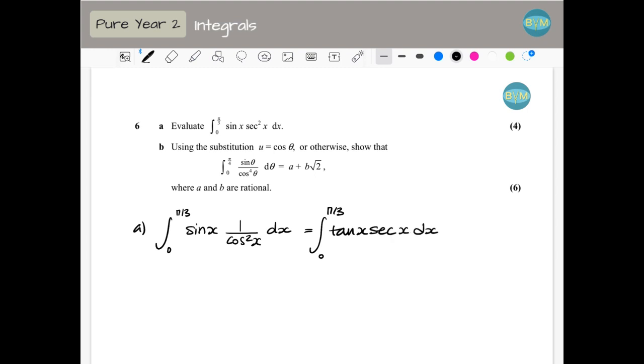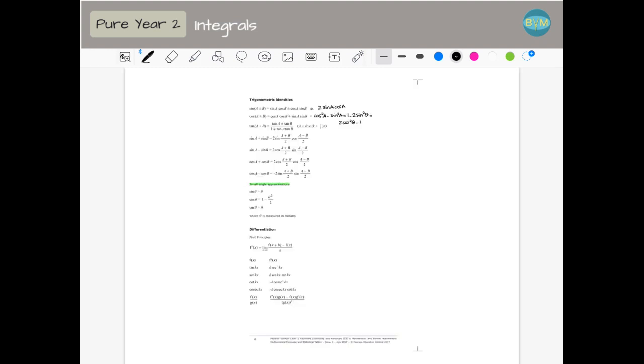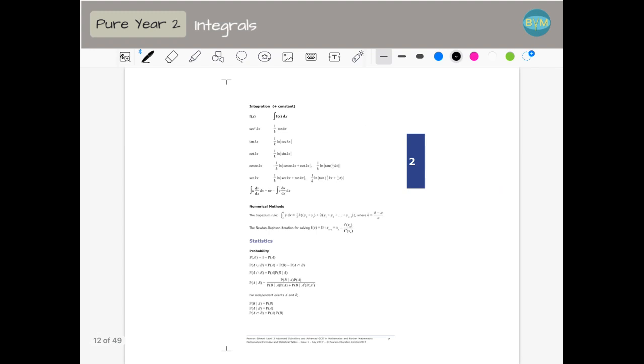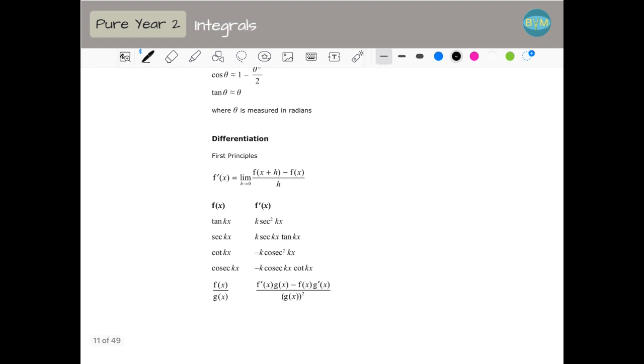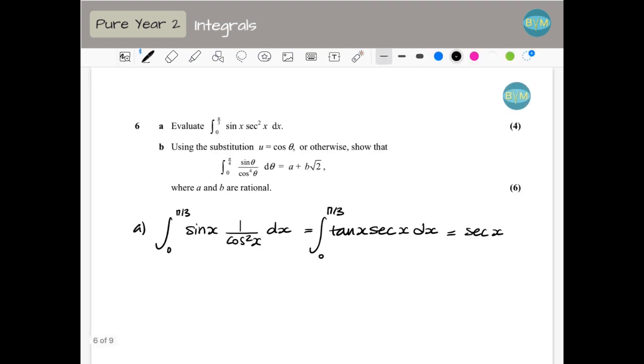And this is the integral, the derivative of sec x. This is in your formula booklet, but kind of hidden. So instead of being in your integration table, it is in your differentiation. So when you have sec tan here, the integral is sec. So this is sec x between 0 and pi thirds. You substitute with the calculator in radians, and you get 2 minus 1, which is 1.